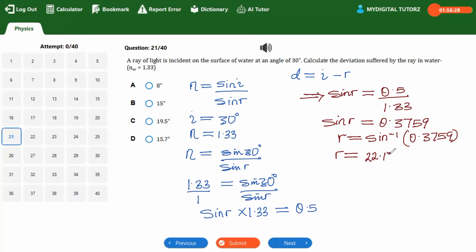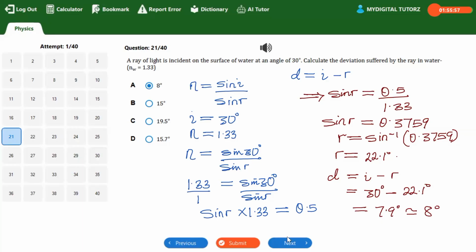22.1 degrees. Therefore, the angle of deviation, which is equal to the angle of incidence minus the angle of refraction. The angle of incidence is 30 minus the angle of refraction, which is 22.1 degrees. When you do that, you're going to have 7.9 degrees. Approximately, you have 8 degrees. So the correct option here is option A. I hope this is understood. So that is about this question.